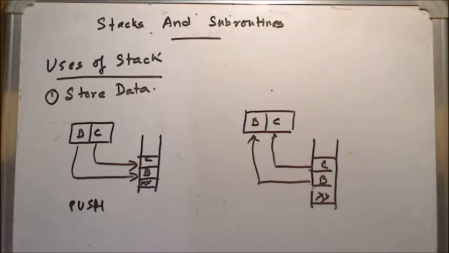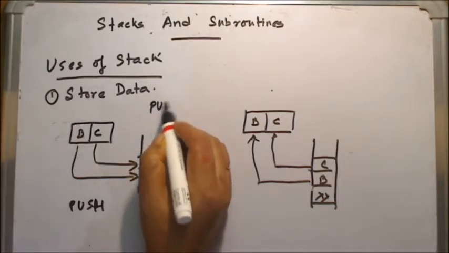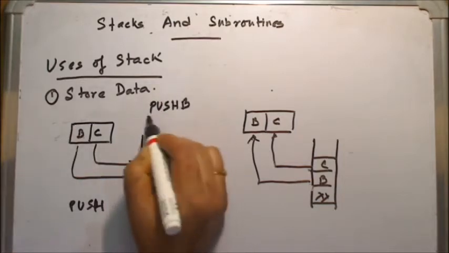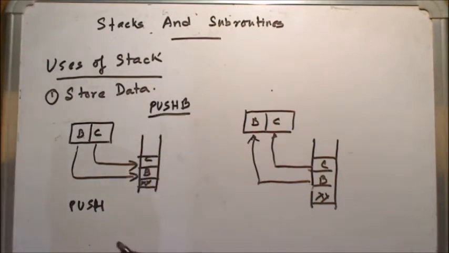This is one way. Now suppose your data is in the BC pair. Simply you write push B. So what will happen if you write push B? When you write push B, you are simply pushing the contents of the BC pair into the stack.